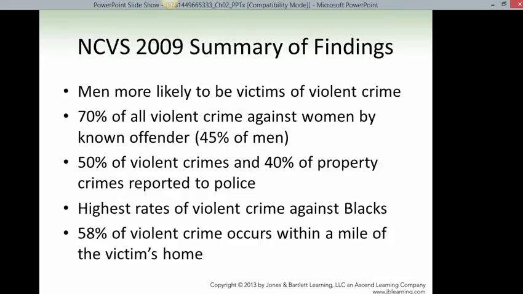NCVS 2009 Summary of Findings. Men are more likely to be victims of violent crime. 70% of all violent crime against women is by a known offender, compared with 45% for men. 50% of violent crimes and 40% of property crimes are reported to police. The highest rates of violent crime are against blacks. 58% of violent crime occurs within a mile of the victim's home.